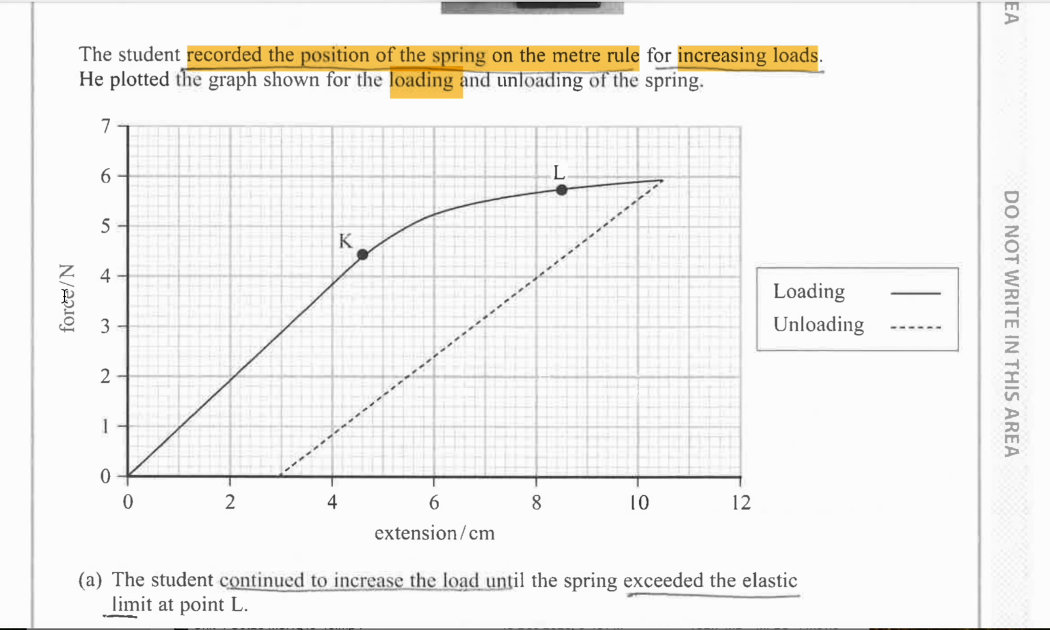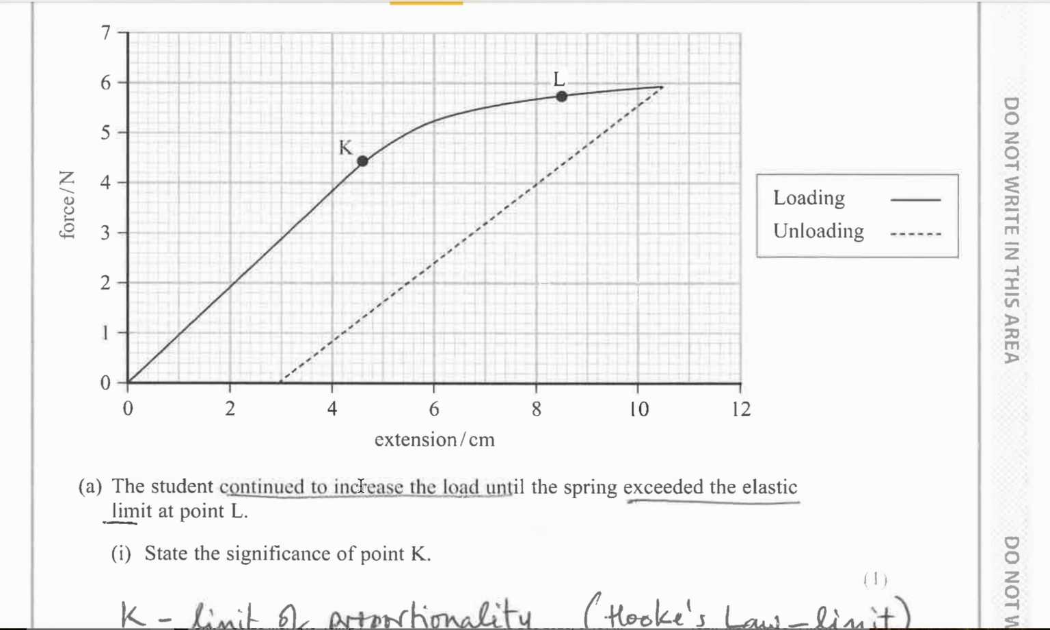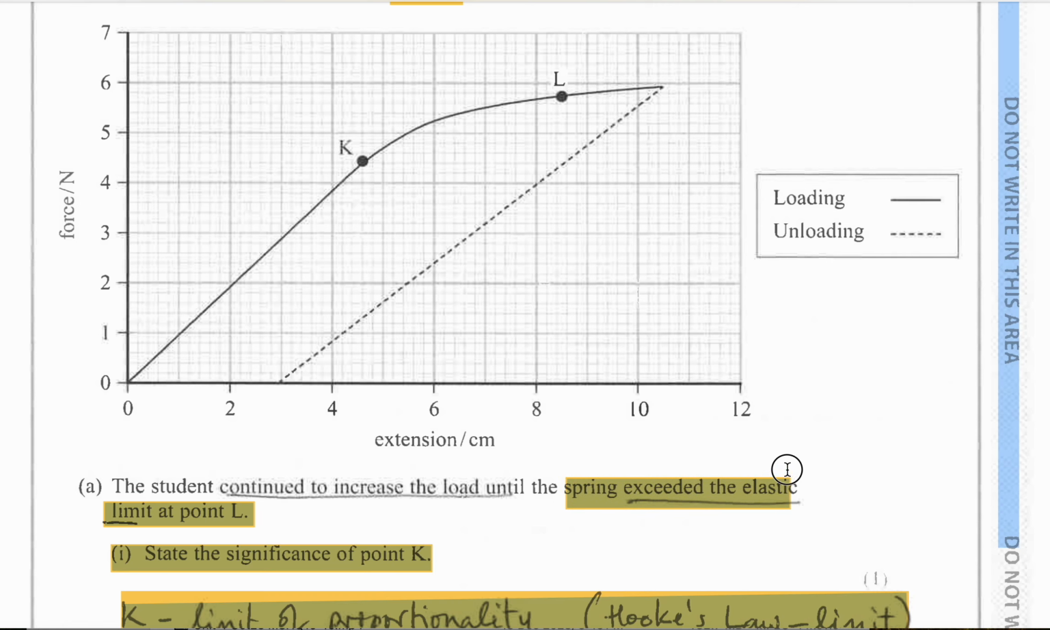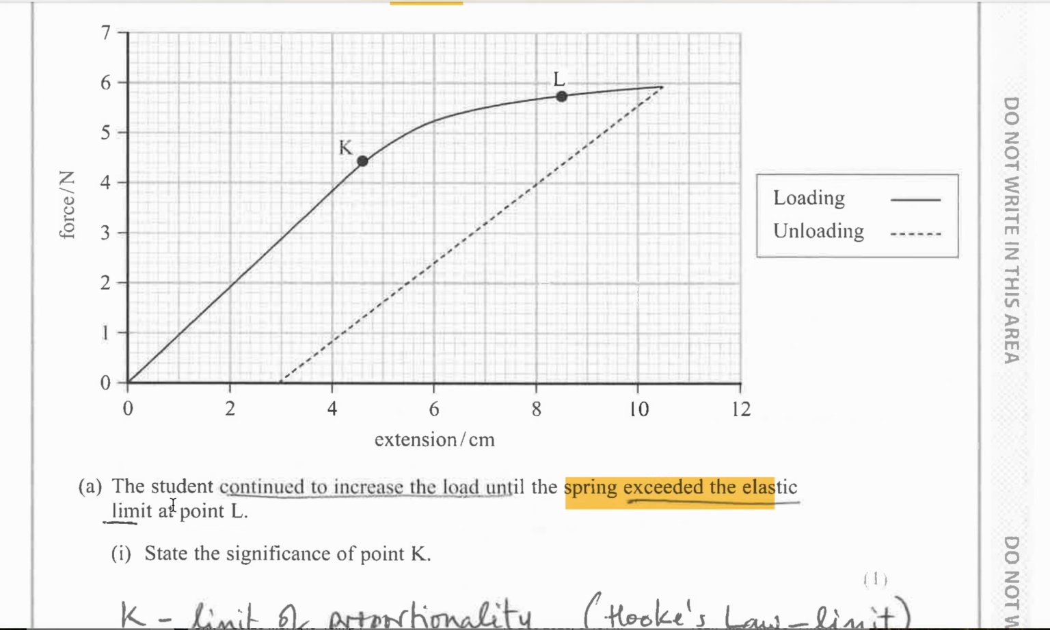force on the y-axis. But the advantage of doing so is that F equals kx, and the stiffness is then the gradient, the stiffness of the spring. And remember, that's only up to the point where the line is directly proportional. Okay? So the student continued to increase the load until the spring exceeded the elastic limit at point L. So the elastic limit at point L is beyond the proportionality limit.